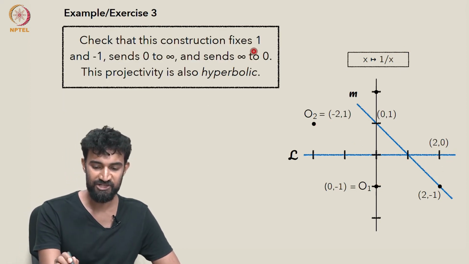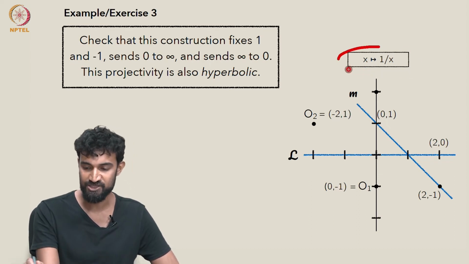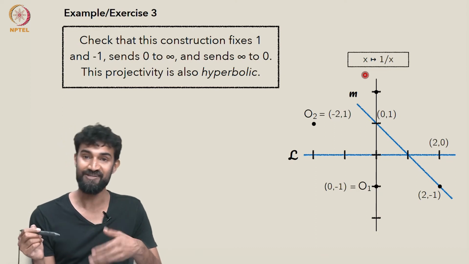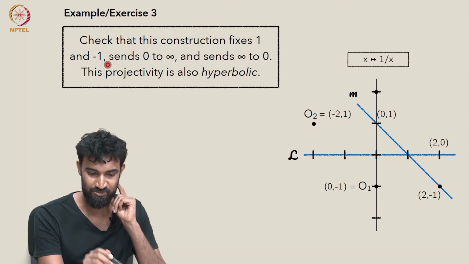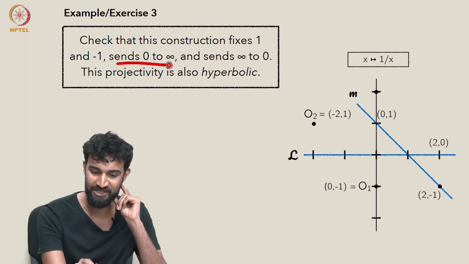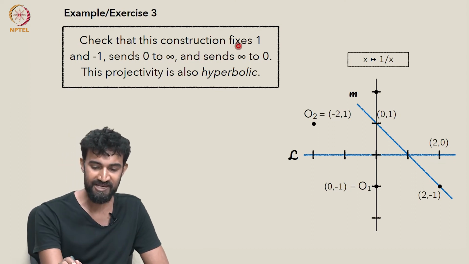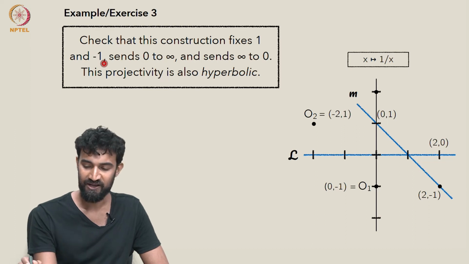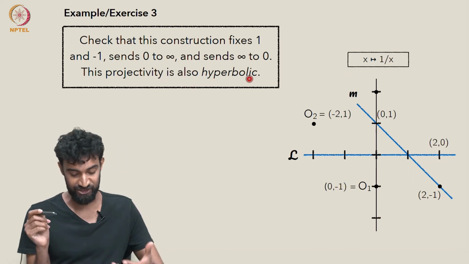In particular, it's useful to see that it fixes 1 and -1. This function fixes 1 and -1. 1 over 1 is 1. 1 over -1 is -1. So those are two fixed points. You can also check that it sends 0 to infinity and that it sends infinity to 0. And since it has exactly two fixed points, this projectivity is also hyperbolic.